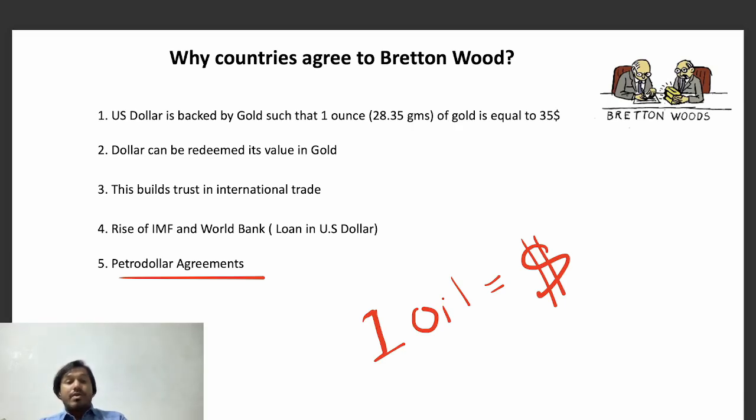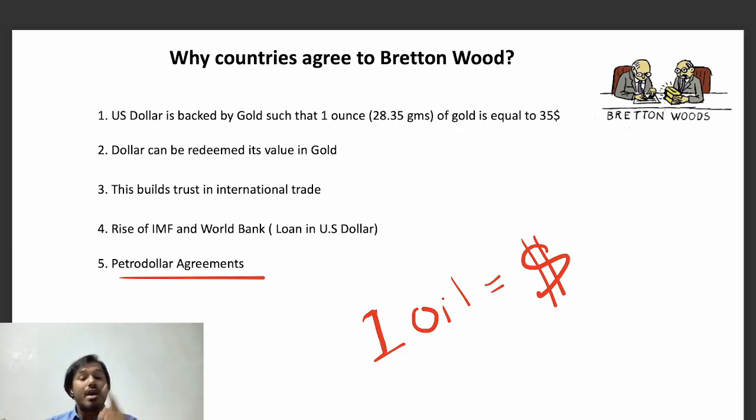This is the reason the whole world agreed to the Bretton Woods. The first one, you can convert your dollar to gold. This Bretton Woods dollar can build good international trade. Then the rising of the IMF and World Bank: if we need a loan from America, it will only be provided in dollar form.